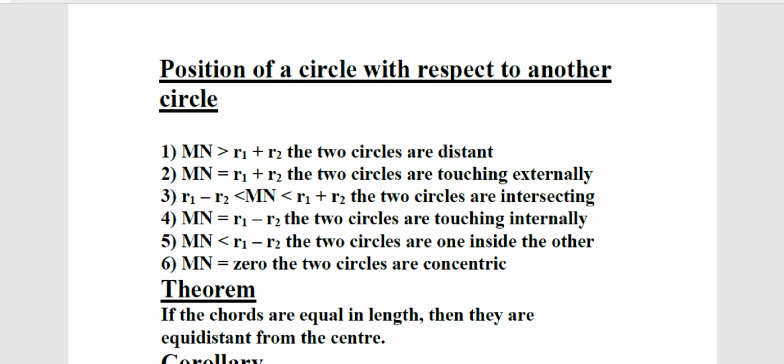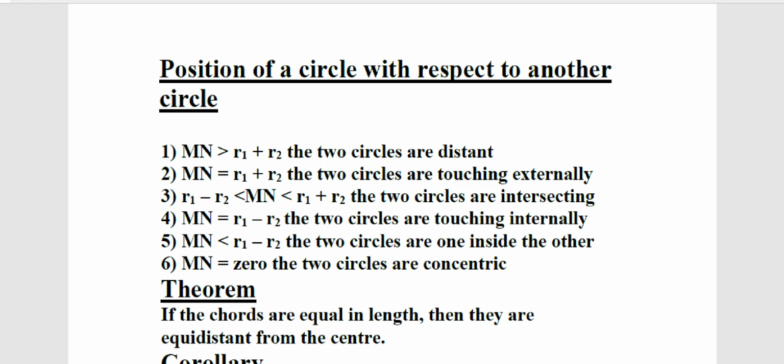هنعرض مع بعض النهارده إن شاء الله lesson من الليسون المهمة جدا في السيركل، وهو position of a circle with respect to another circle. في الليسون اللي فات واللي قبليه كنا بنتكلم على البوزيشن between point and circle and straight line with circle. Now we will show the position between two circles.